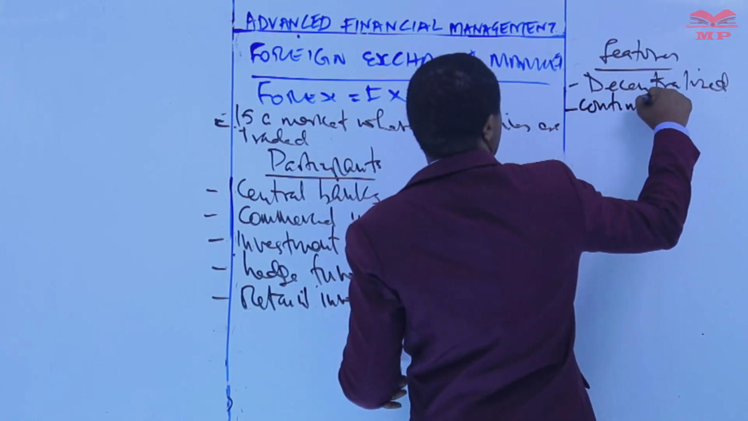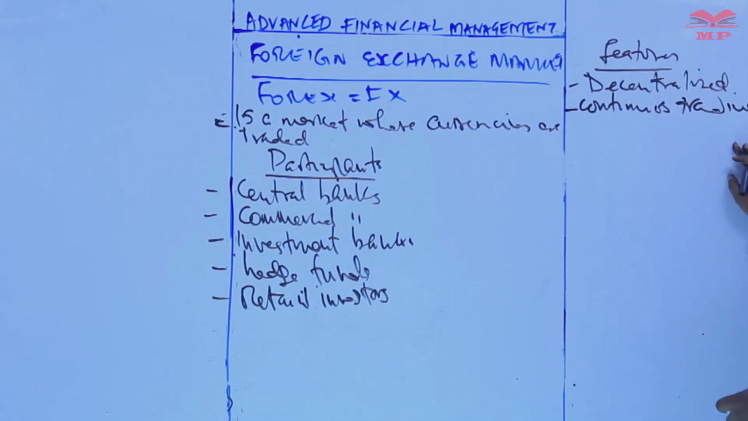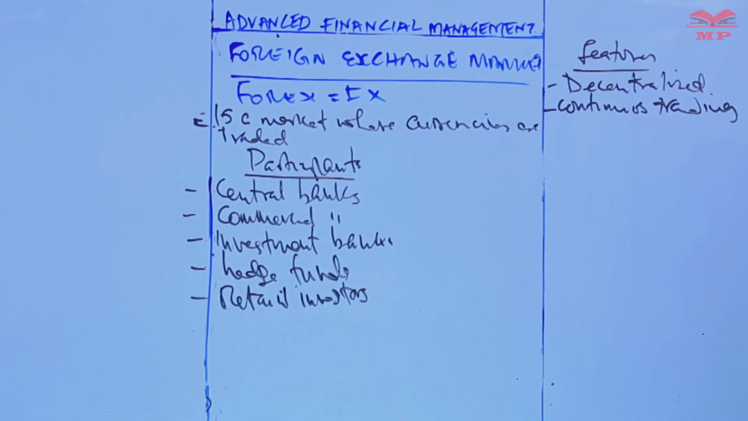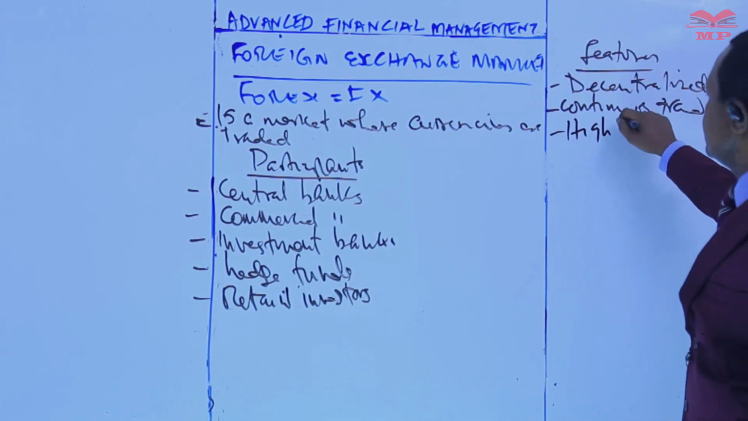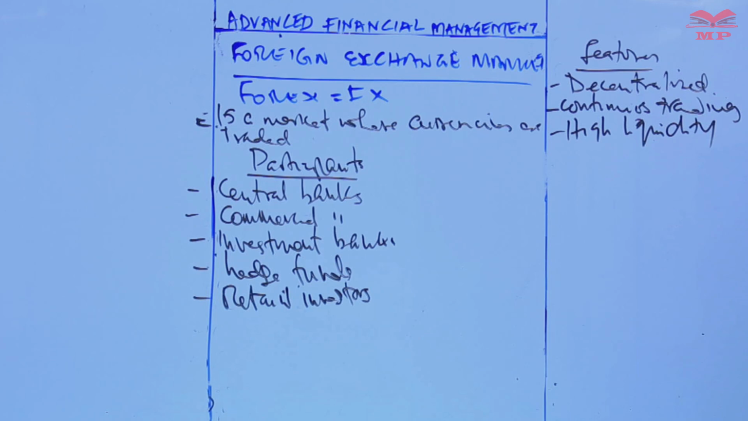Continuous trading. Trading in the foreign exchange market is continuous, 24-hour trading. The market operates 24 hours a day due to the global nature of trade and finance. High liquidity. The forex market is highly liquid. What does that mean? Meaning that large amounts of currency can be bought and sold quickly and easily.